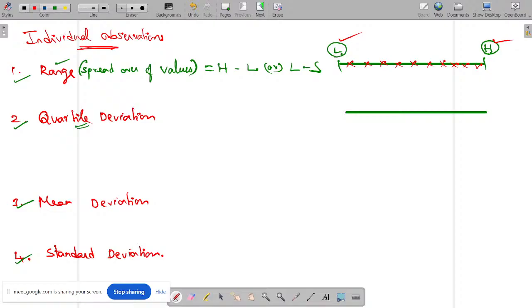Sorry, I wrote it another way. Smallest, or lowest. So I can write it as highest minus lowest or largest minus smallest. Only these two values, the very least value and the very highest value, are considered. What about the values in the middle? I'm not considering anything. Which means, is this going to give me a clear picture?